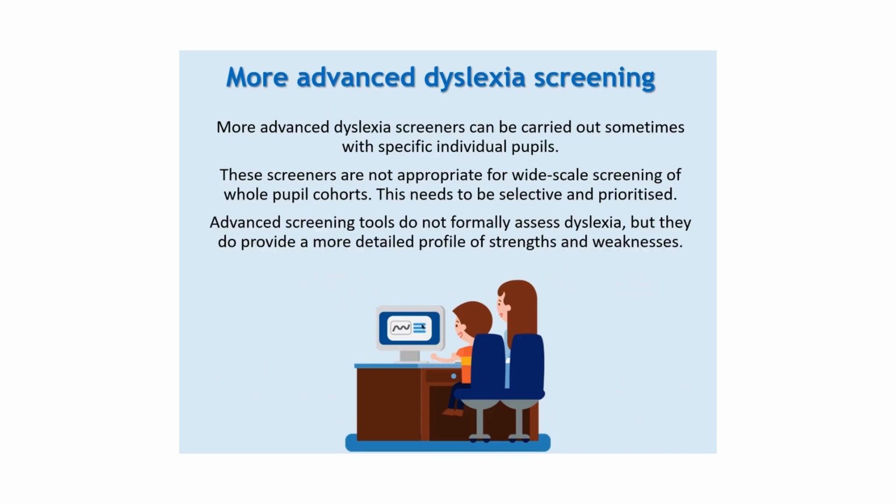More advanced dyslexia screening. More advanced dyslexia screeners can be carried out sometimes with specific individual pupils. These screeners are not appropriate for wide-scale screening of whole pupil cohorts. This needs to be selective and prioritised. Advanced screening tools do not formally assess dyslexia, but they do provide a more detailed profile of strengths and weaknesses.